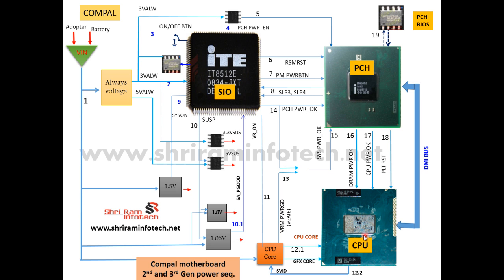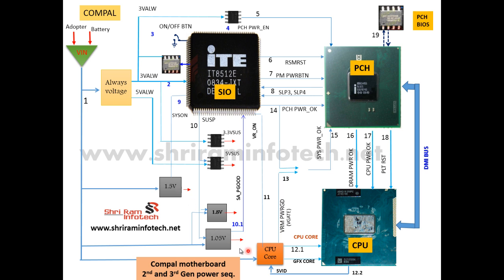This is the processor, the CPU, then this one is the PCH, then this one is the SIO, this is the BIOS, and these are the two inputs. One is an adapter, another is a battery. This adapter and battery charging section is called the voltage section. Any one voltage goes inside. If we connect both the adapter and the battery, then only one voltage passes.